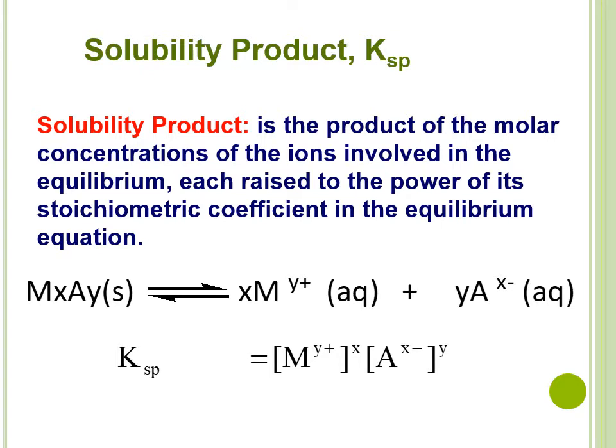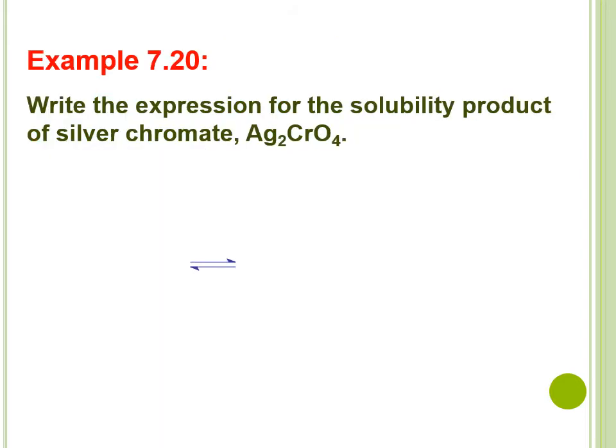Indefinite. Solubility product is the product of the molar concentrations of the ions involved in the equilibrium, each raised to the power of its stoichiometric coefficient in the equilibrium equation. So now we're going to learn how to develop the Ksp for certain salts given in the question. I think it would be more comprehensive if we straight away look at example 7.20.